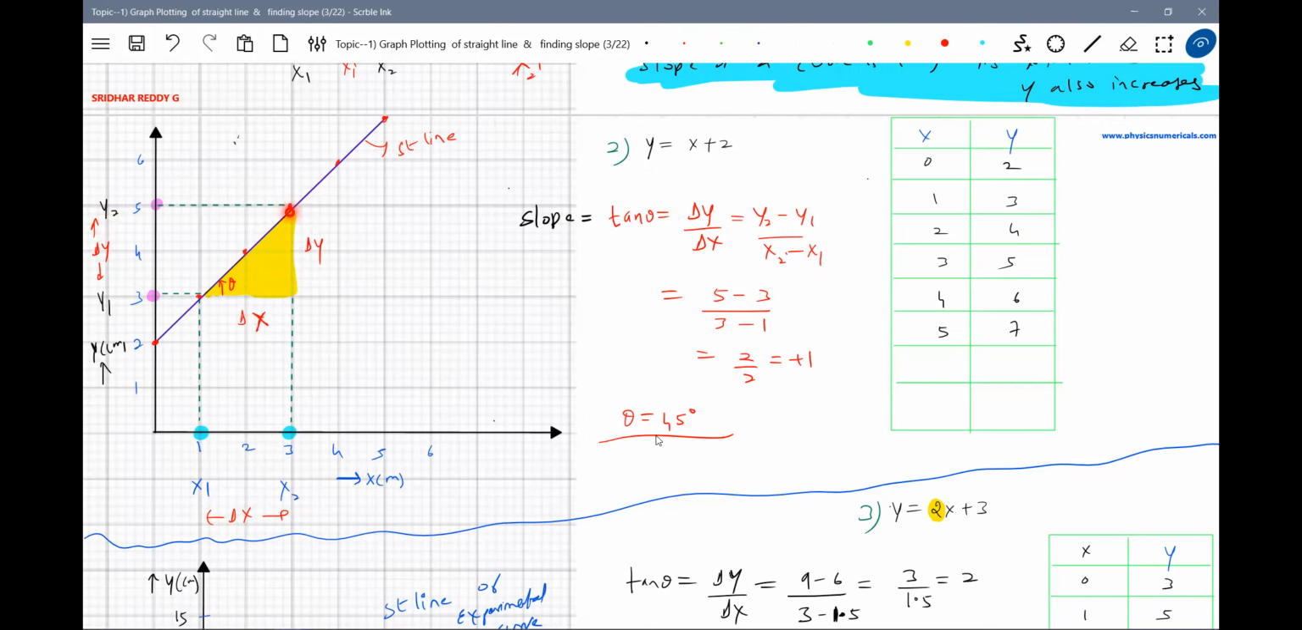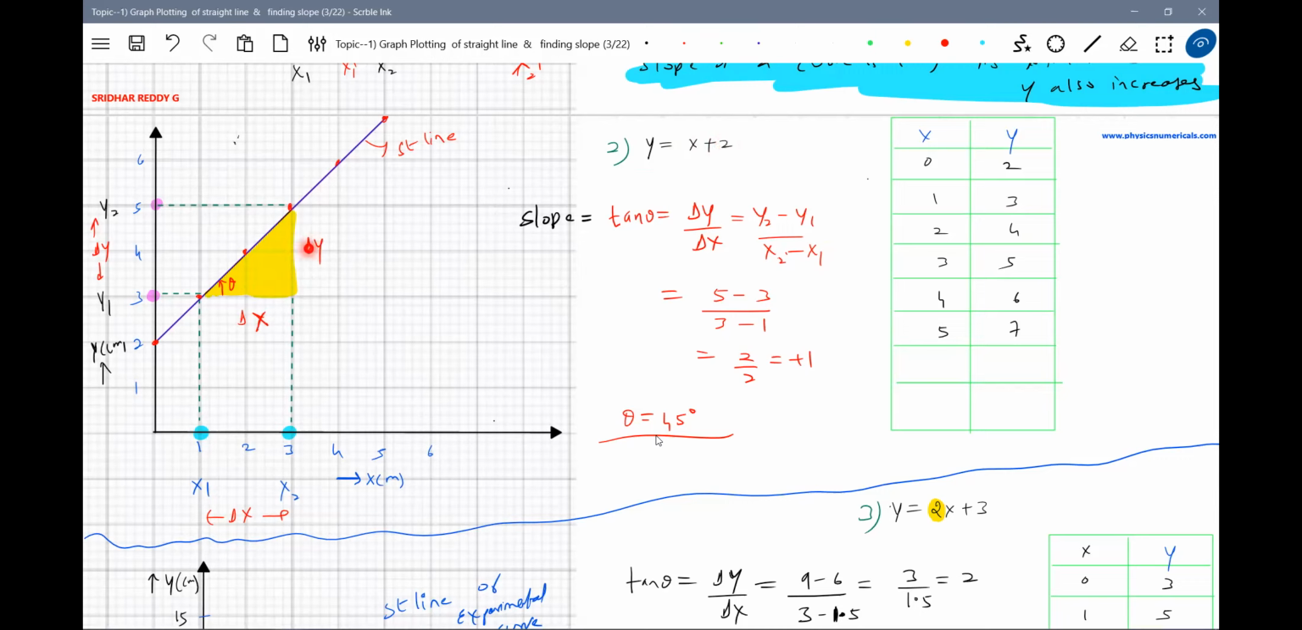Now, corresponding to this point, what is y2? 5. We are writing 5. Corresponding to this point, what is the y1 value? 3. Corresponding to these points, x1 is 1 and x2 is 3. So all this, we are getting plus 1. So what is the slope of this straight line? It is 1. That 1 is what is indicated here. Slowly, I'll introduce the idea of the slope here. The 1 is what is indicated here, and this is the intercept.